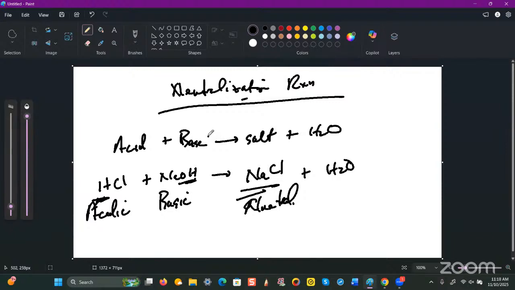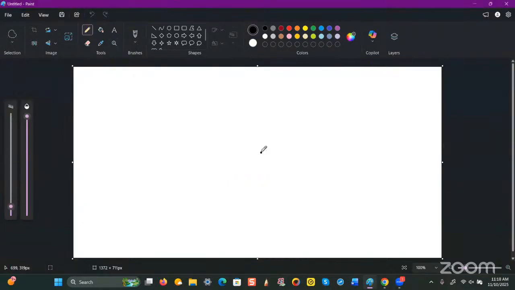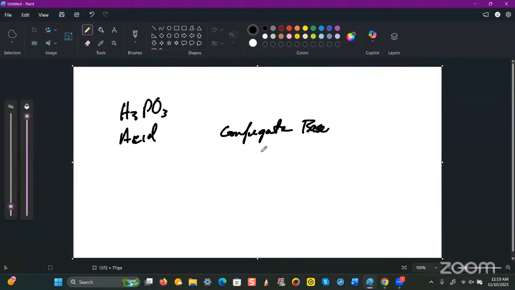Okay. Now let's say you're given an acid. I'm just going to give one example here. Let's say you're given this acid, H3PO3. So this is your acid. My question to you is, how would you determine the conjugate base? If you remember what I said earlier, the conjugate base is what is formed when the acid loses a hydrogen ion.